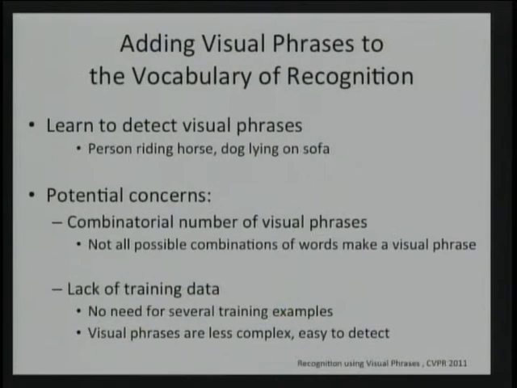So what I propose is to add visual phrases to our vocabulary of recognition. I want to detect a person riding a horse, the dog lying on a sofa, the same way that we detect the person, the dog detector. Well, but there are two immediate reactions to this proposal. Well, there are a combinatorial number of phrases that I can make with any given set of objects. But I'm not proposing to build a model for all possible combinations of the objects. There are some combinations that actually make a visual phrase, and there's no excuse not to include them in our vocabulary of recognition.